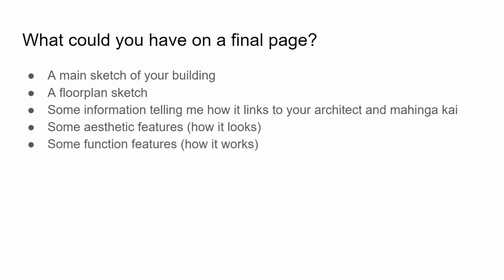So what could you have on a final page? A main sketch of your building, a floor plan sketch, and a little bit of info telling me about the shapes, principles and stories you've told about Mahinga Kai and your architect. Some aesthetic features: this looks cool, this is why it looks like that. And then some function features, so how it works. Maybe you look at materials, maybe a safety feature, maybe the windows and how they bring in lots of light. So function, how it works. It's up to you what you want to pick, and like I said, it doesn't have to be super complex.